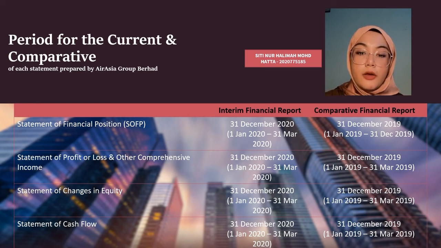As for the statement of changes in equity and statement of cash flow, both will have exactly the same reporting period and reporting date, where cumulative for the current financial reporting is 1st January 2020 to 31st March 2020, while the comparative for the immediate preceding financial year to the reporting period is 1st January 2019 to 31st March 2019.